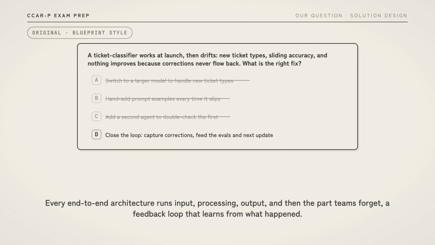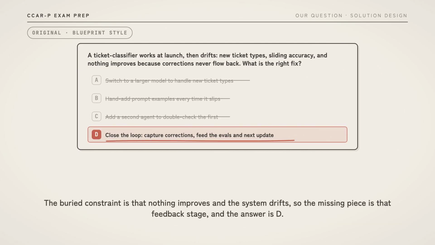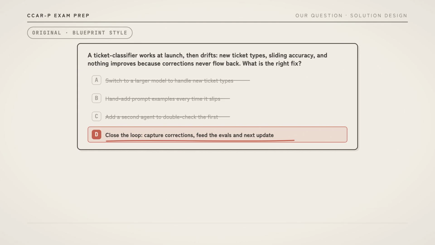Every end-to-end architecture runs input, processing, output, and then the part teams forget, a feedback loop that learns from what happened. The buried constraint is that nothing improves and the system drifts. So the missing piece is that feedback stage, and the answer is D.